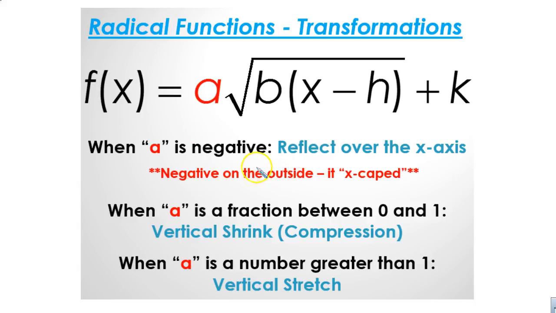One way that you can remember this reflection over the x-axis for a negative a is that if there's a negative on the outside, it escaped. Get it? X-axis, reflect over the x-axis.